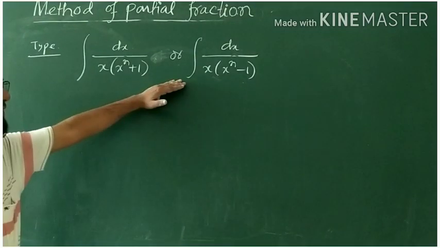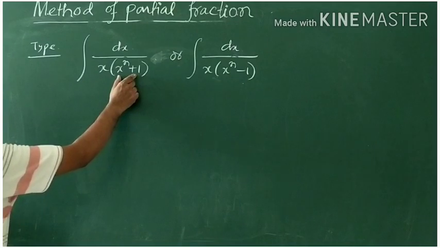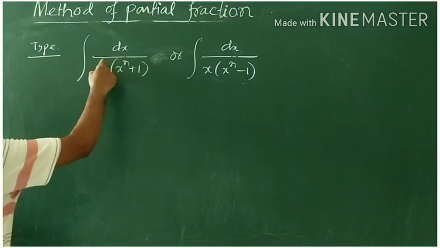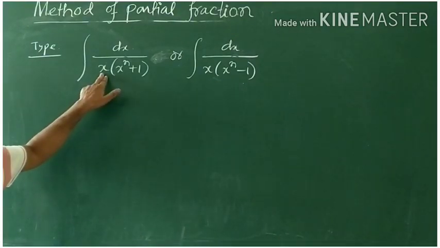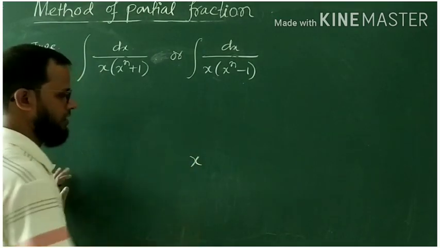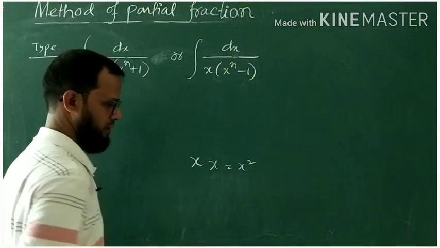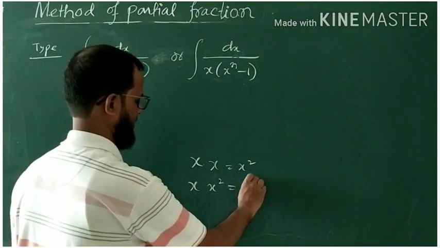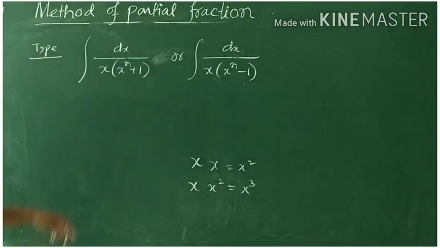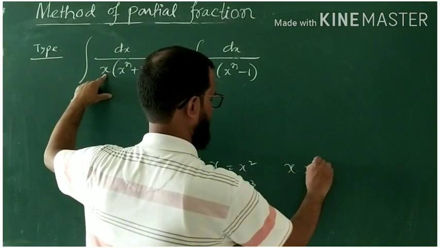Now how to find this integration? Both integration rules are the same. Our main job in this type of integral is this: x to the power n is there, so my aim is to make x to the power n. How to make it? Suppose x is there. How to make it x square? You multiply it by x and you get x square. Suppose x is there. How to make it x cube? By multiplying x square, you will get x cube. Now to get x to the power n, multiply x into x to the power n minus 1.